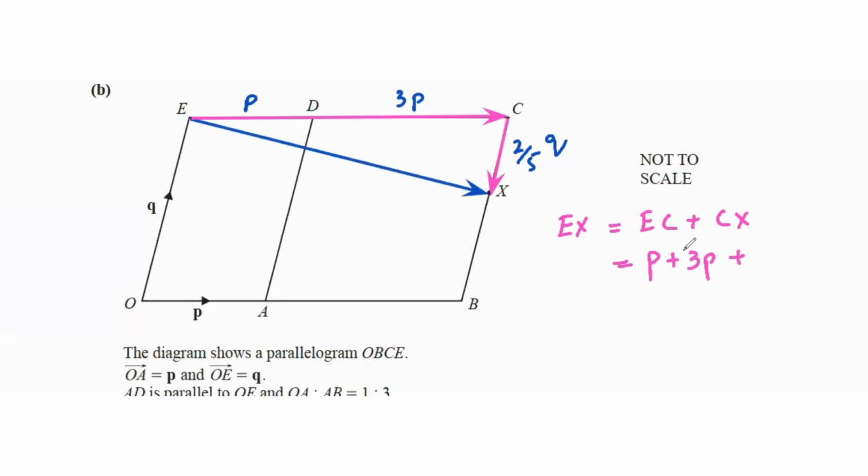So it's going to be P plus 3P plus negative 2/5 of Q. Why negative? Because OE is in this direction and CX is in the opposite direction, so the sign changes. That's going to be 4P minus 2/5 of Q. That is your EX.